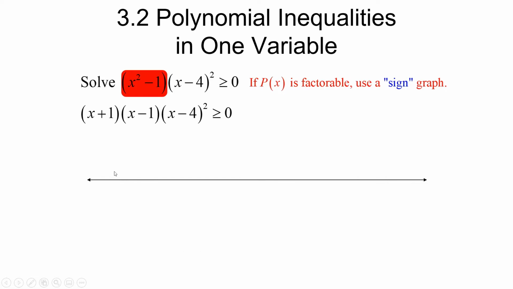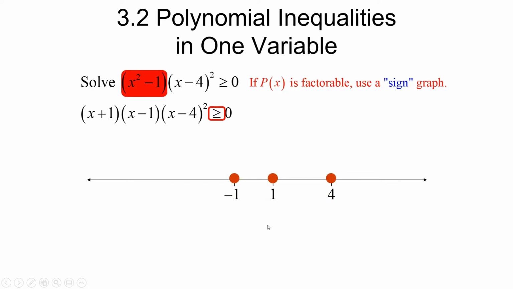Sign graph. And the first factor of x plus 1 gives me a root of negative 1. The second factor of x minus 1 gives me a root of 1. And the third factor of x minus 4, which is being squared, gives me a double root of 4. Remember, this is going to be a double root. All right, so now I look at my inequality. Do you see the greater than or equal to? So my dots will be solid for the equals.